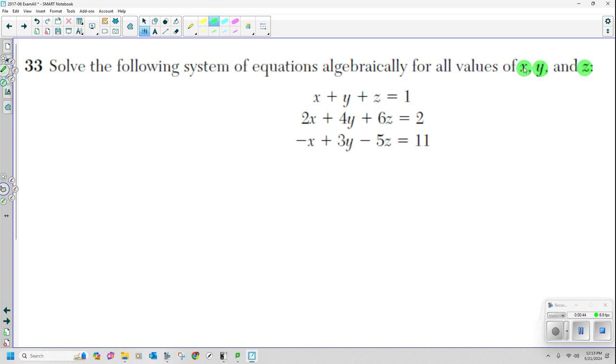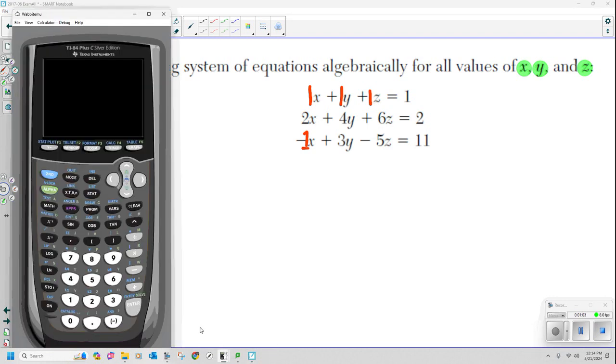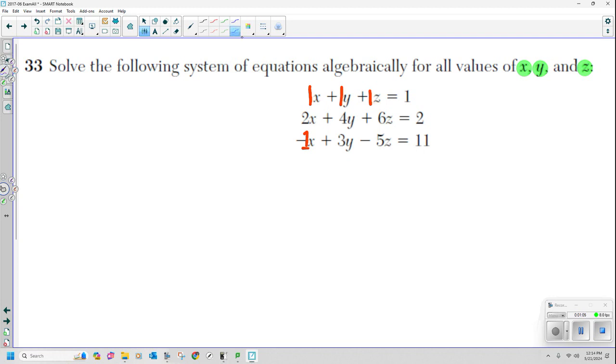So, first off, I want to make sure I know the coefficients, or numbers in front of each variable. 1x, 1y, 1z. Okay, this is negative 1x, 3y, 5z. So I have numbers everywhere. Let's write this first. I'm going to use the matrix function in the calculator, and I'm just going to put the numbers without the variables.